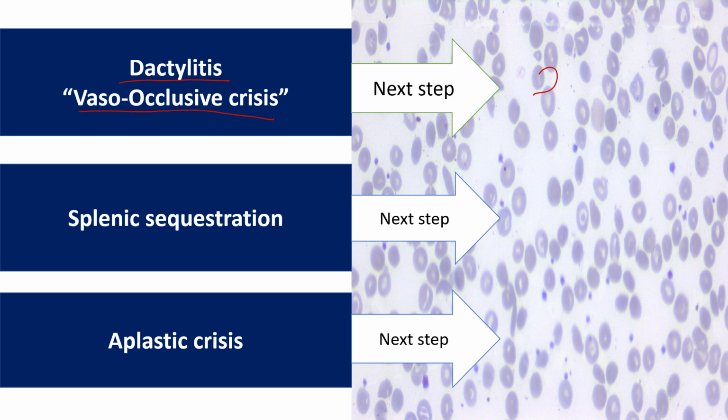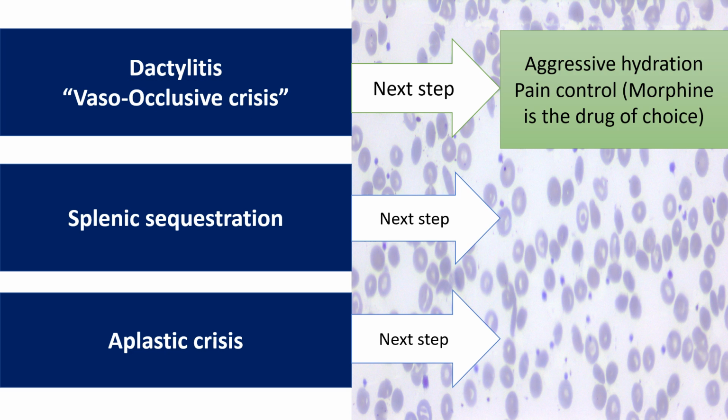What is the best next step? Aggressive hydration and pain control. Morphine is the drug of choice for pain control.